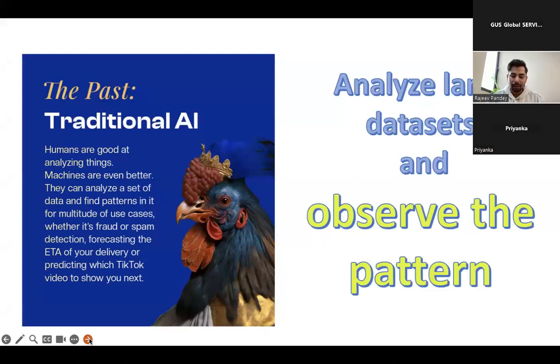So there are certain patterns you give, and therefore it observes a pattern and gives you an outcome. This is something or not, right? And this is how we were also operating in the beginning. We are good at analyzing things. Machines are even better, is what is written here. They can analyze a set of data and find patterns in it, right?